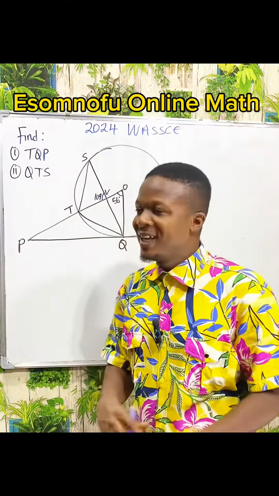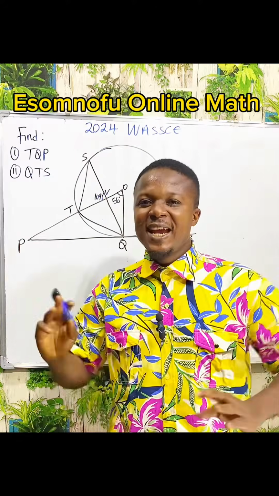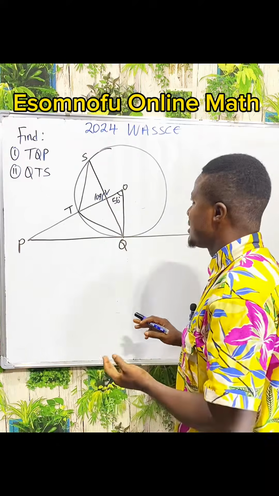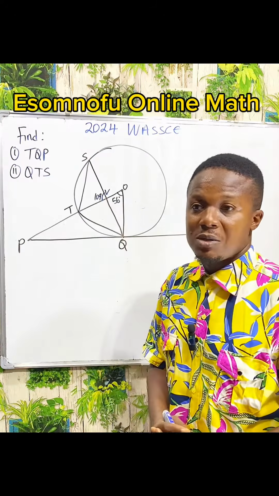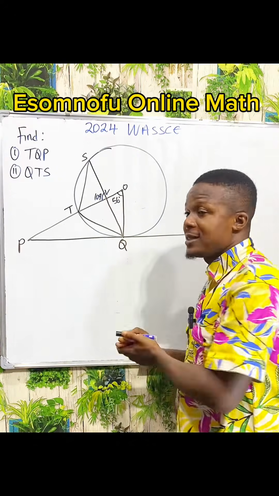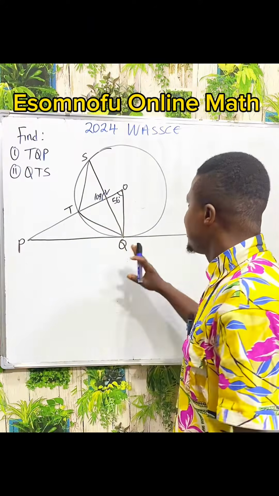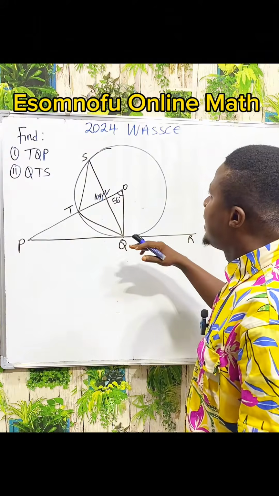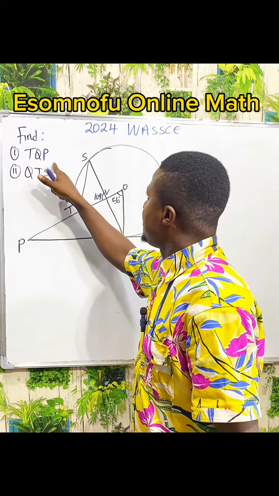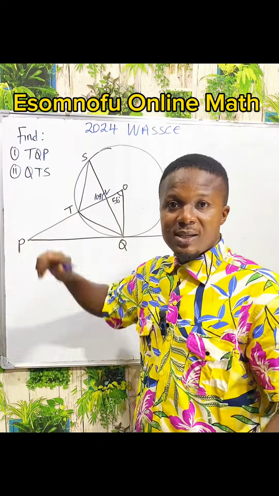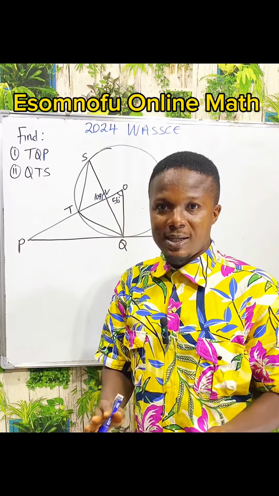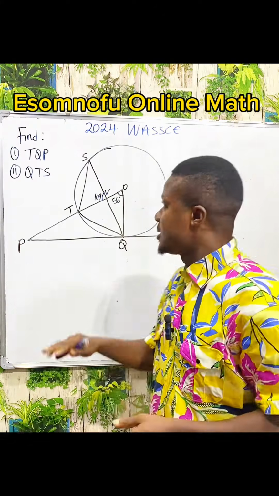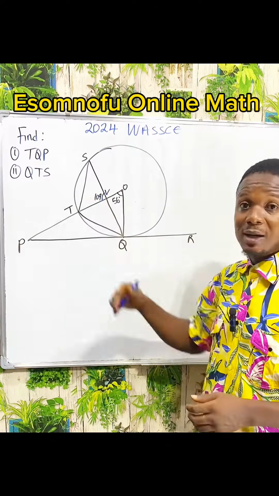I am obsessed with circle theorem. So any year I see it in WAEC exams, once I get the equations after the exam, I always love solving it. Any circle theorem I see. And look at this one, quite tricky, but very easy. So our target here is to find angle TQP and then QTS. Those are the angles we need to find, these two angles.